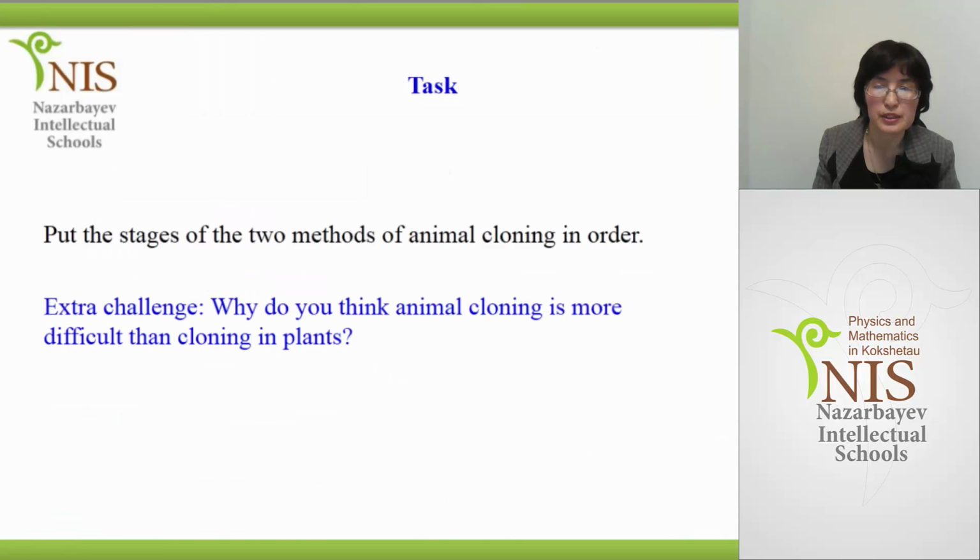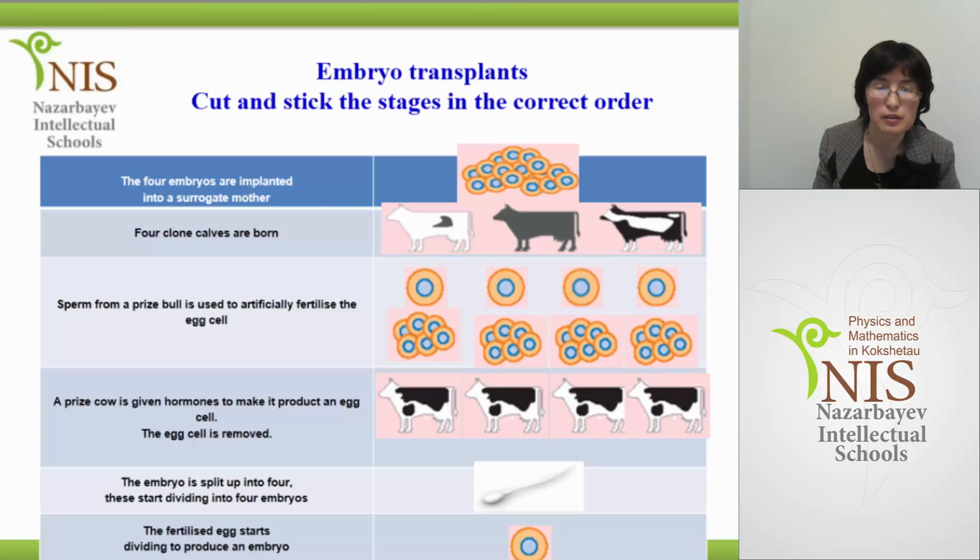And the task for you: put the stages of the two methods of animal cloning in order. Extra challenge: why do you think animal cloning is more difficult than cloning in plants? And I give you a few minutes with a picture illustrating embryo transplant. Cut and stick the stages in the correct order.